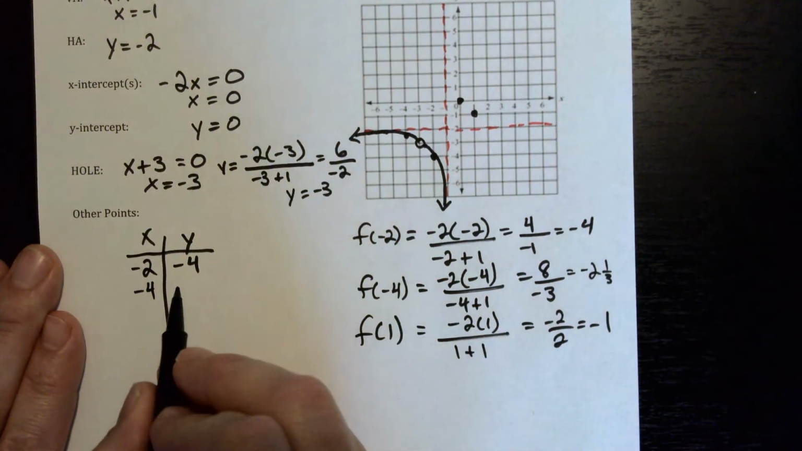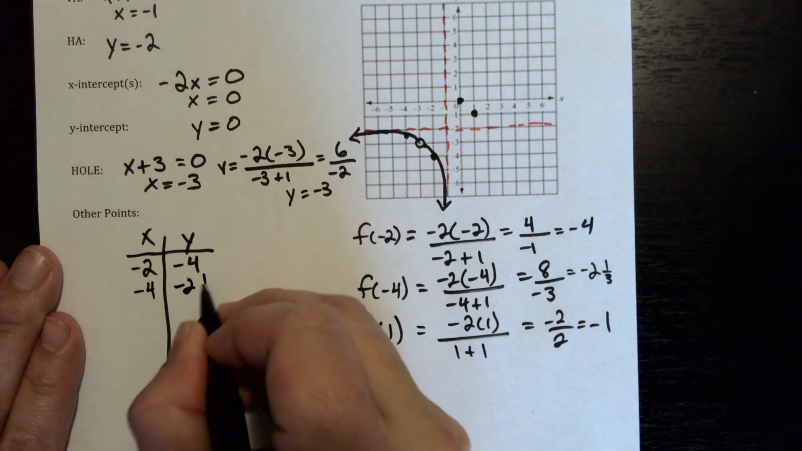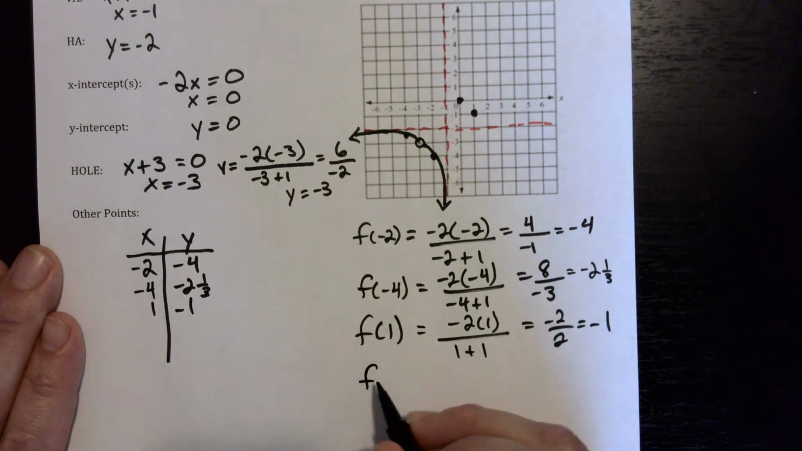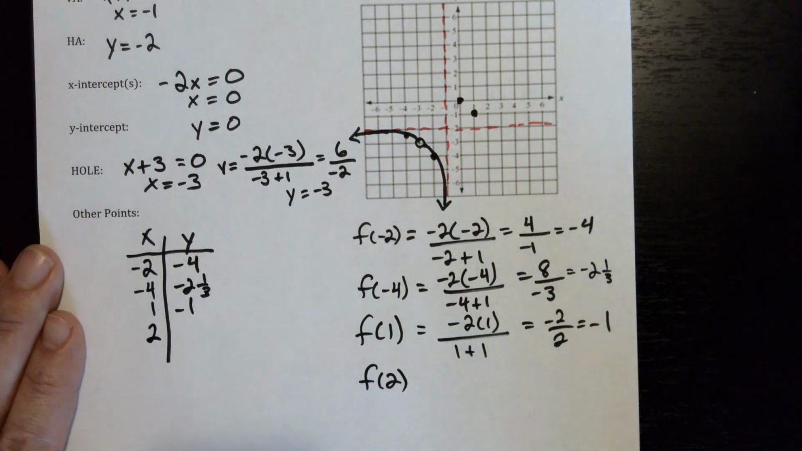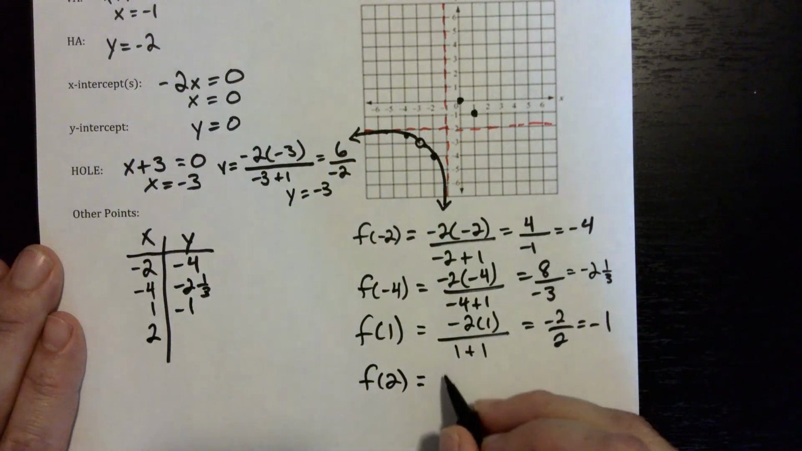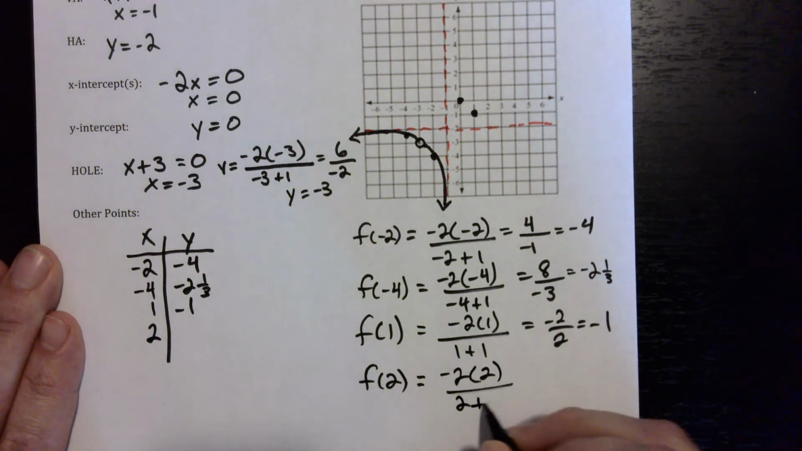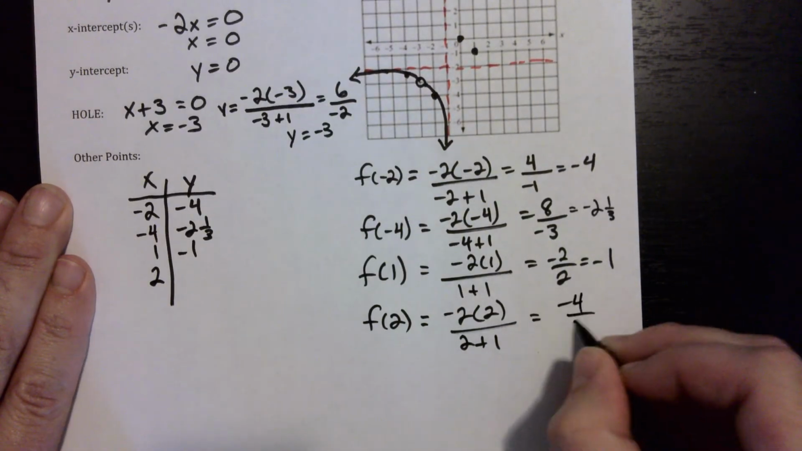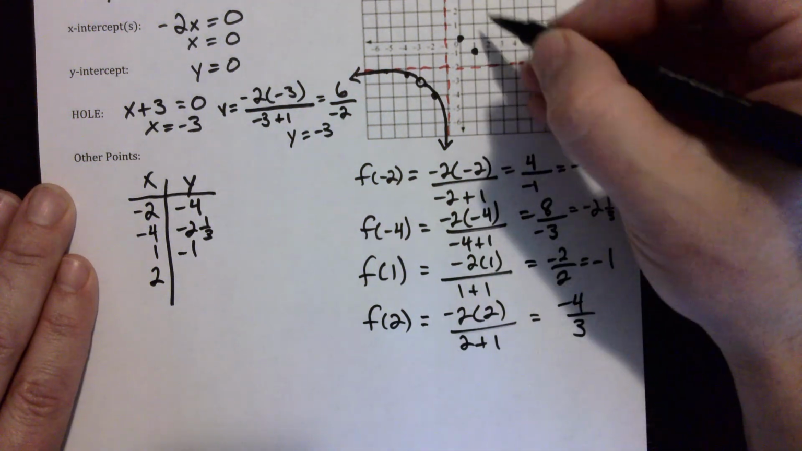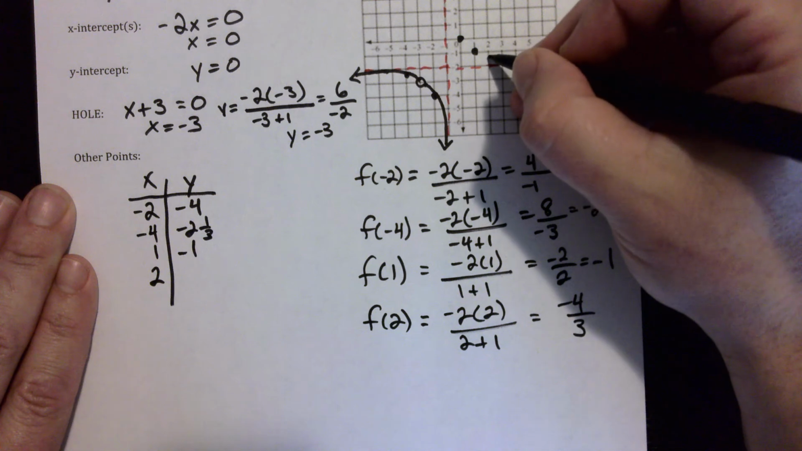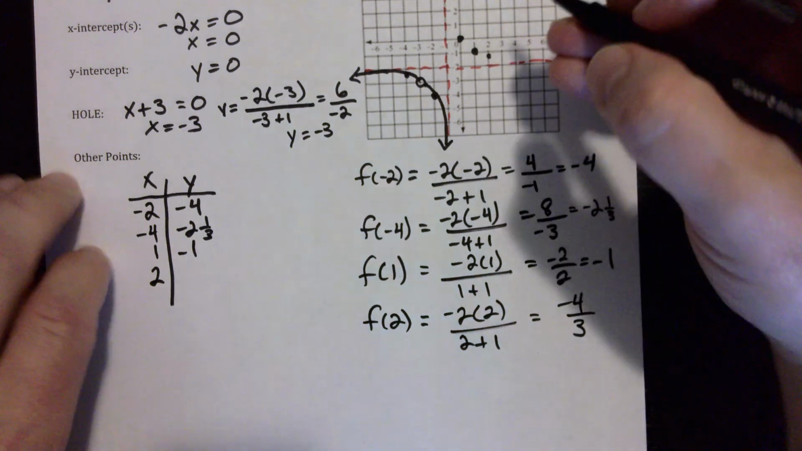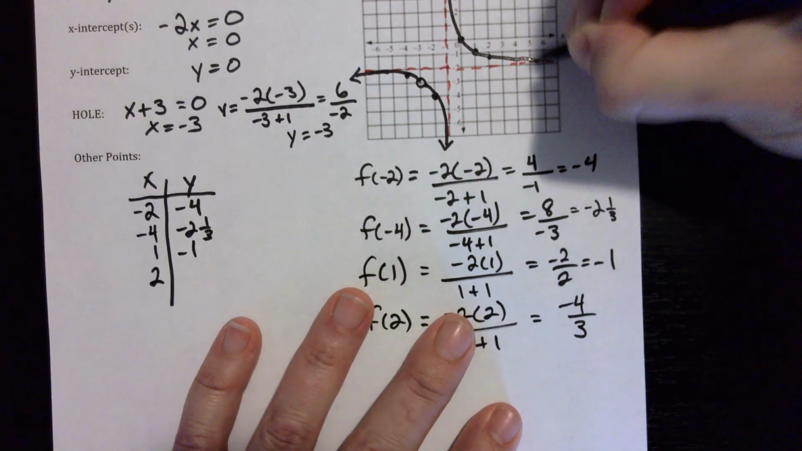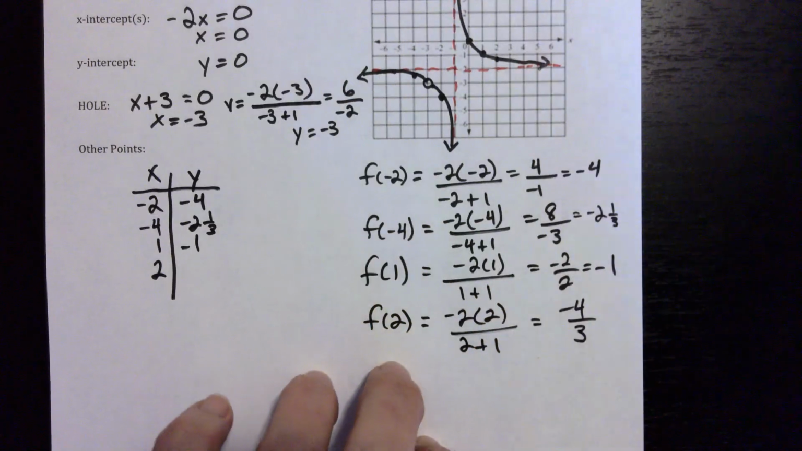Oh, I keep forgetting to put these points here. So that last one was -2 and a third, and this one was 1, -1. Okay, one last one, we'll do f of 2. So I'm going to plug in a 2 into the function. Okay, and that will give me -2 times 2 over 2 plus 1. I'm still plugging into this function right here. Okay, so that gives me -4 over 3. So -4 thirds is a little bit under -1. Okay, so it'll be like right here. Okay, so we know this portion of the graph looks like this. And that's it.